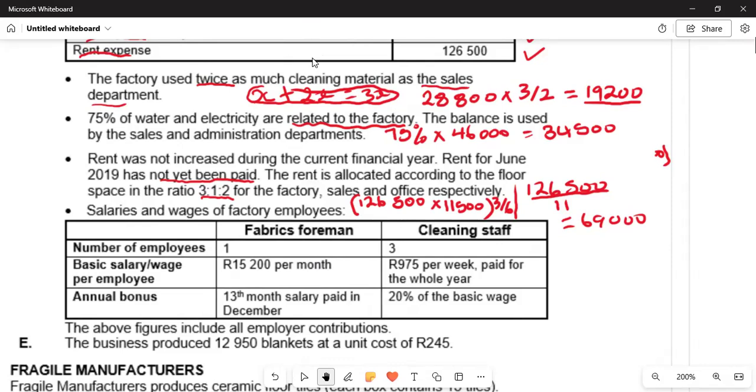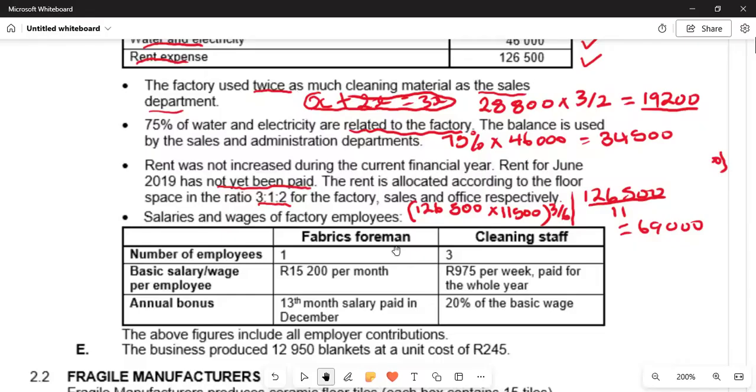So now we first have to start with the fabrics foreman. We are told that it's only 1 employee, whose salary is 15,200 per month. And also there is a bonus of a 13th month of salary paid in December.